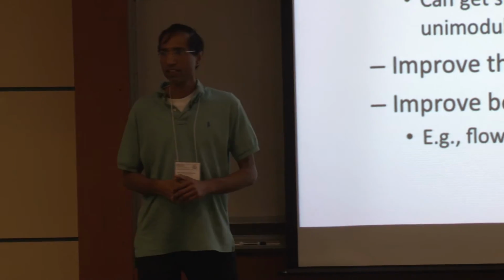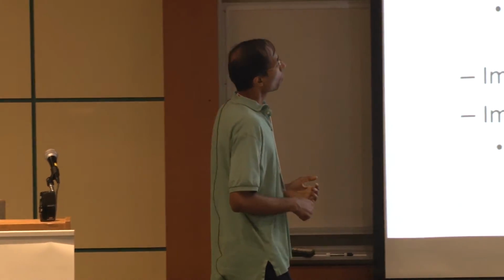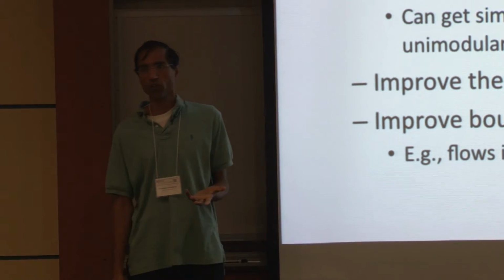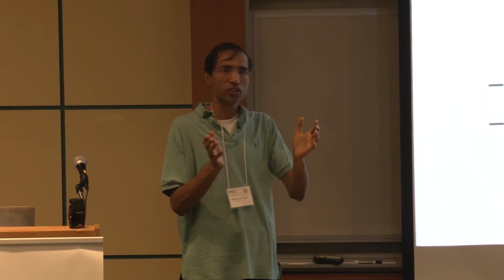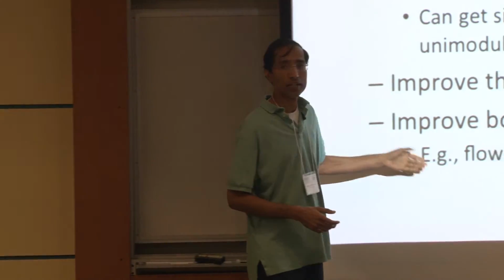We could try to improve the hidden constants in the approximation ratio. One other thing we could try to do is improve bounds for restricted classes of coflows. For example, many coflows might be such that all the flows in the coflow share a common source or share a common destination. So one question is, can we do better in those settings?